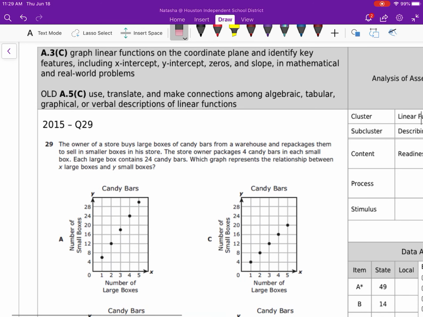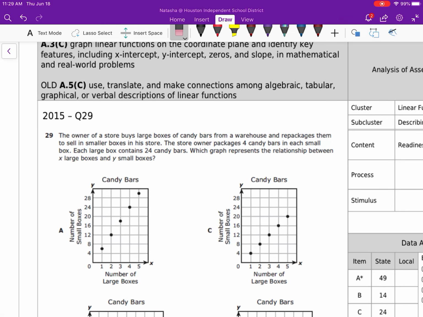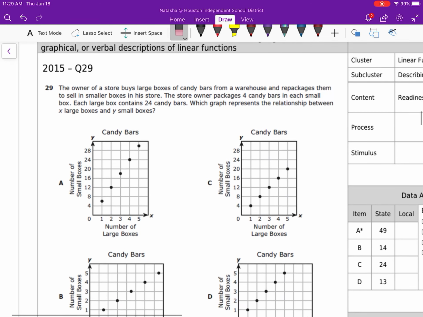Okay, so this question from 2015, you have to reason it out a little bit. You're using it to translate and make connections among algebraic, tabular, graphical, and verbal descriptions. So it has some additional TEKS, and that was the old TEKS, and it's still kind of relevant to this question.